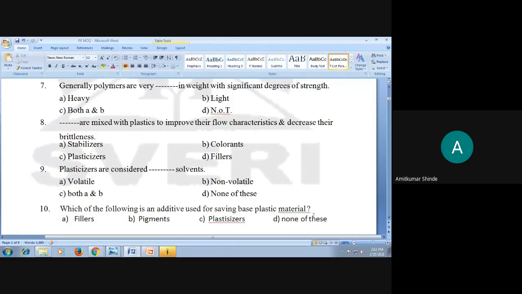Then the last objective MCQ question I will take here. In which polymerization method do monomers react by eliminating small molecules in a repetitive manner? Small molecules are eliminated means a byproduct like water or some salts is formed. This takes place in condensation polymerization. In this way we have discussed.